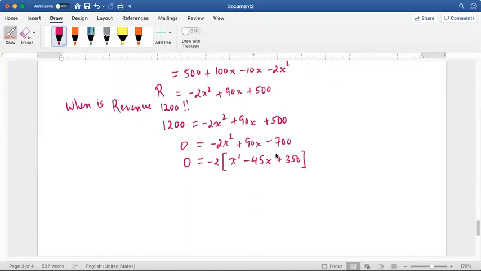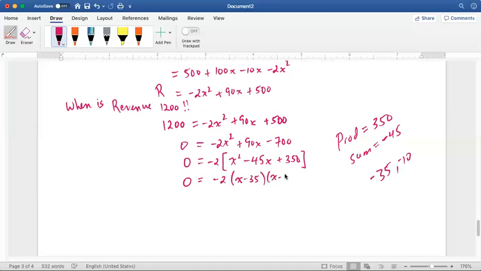And at this point, to be honest, sometimes students really struggle with finding a product of 350 and a sum of negative 45. And that's why, quite honestly, we have the quadratic formula, which we'll learn later. But this one is quite obvious that the numbers are 35 and 10, because 35 times 10 is 350, and they add to 45. If we make them both negative, that gives us what we want. So our binomials are going to be x minus 35 and x minus 10. So this, of course, gives us x equals 35 or x equals 10.